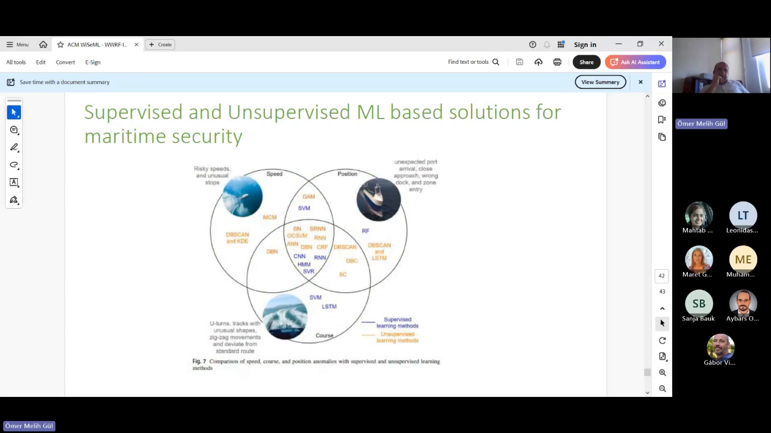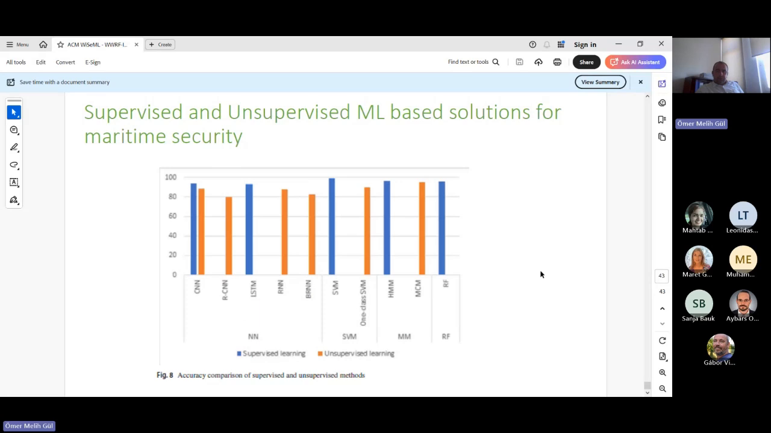And lastly, I want to talk about supervised and unsupervised machine learning based solutions for maritime security. Here you will see some of them are unsupervised learning, the others are supervised learning, and these are the features. This also shows their difference. These numbers may change depending on the problem. In some data sets, SVM may be perfect. In others, it may show very bad performance. So it depends on the data set.